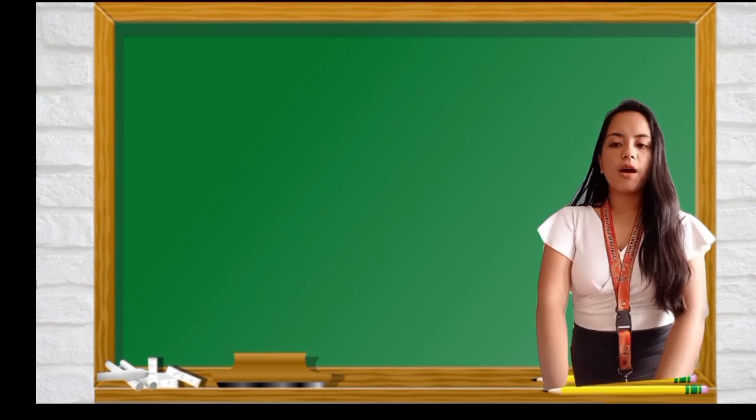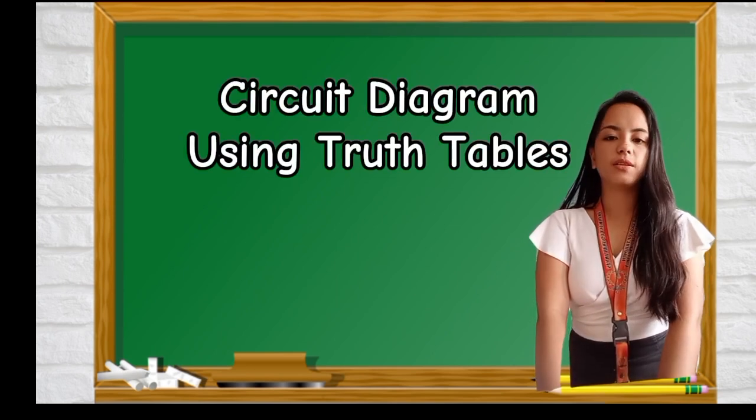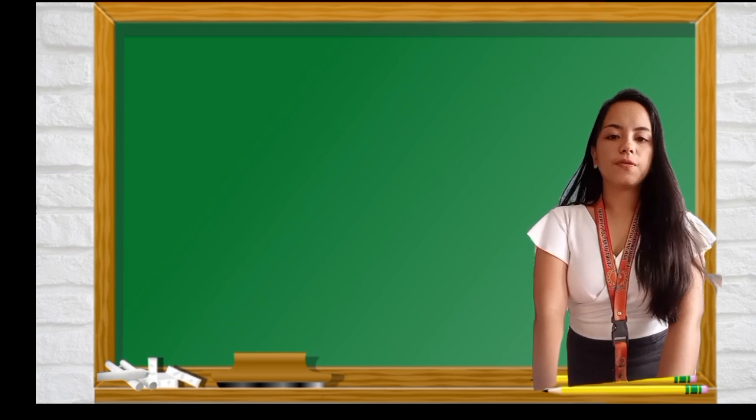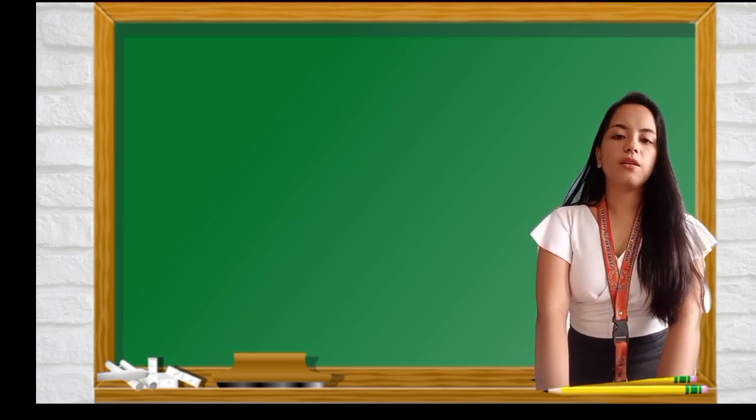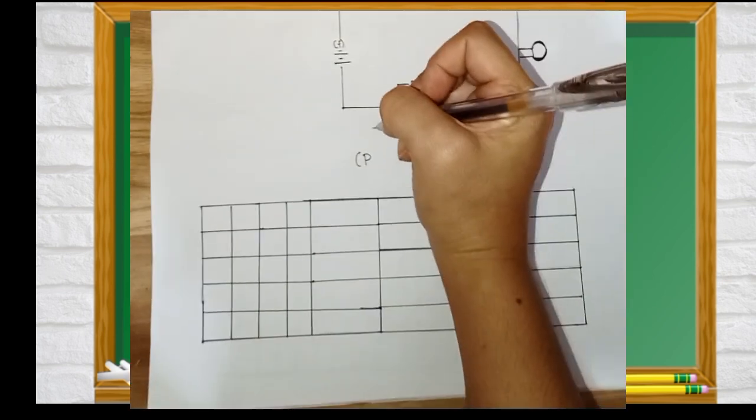And now I'm going to discuss the circuit diagram using truth tables. I'm going to discuss it step by step. So let's start. I'm only choosing 5 outputs for my circuit diagram. This is the positive sign and the negative sign, and this is the bulb, and this side is my output.